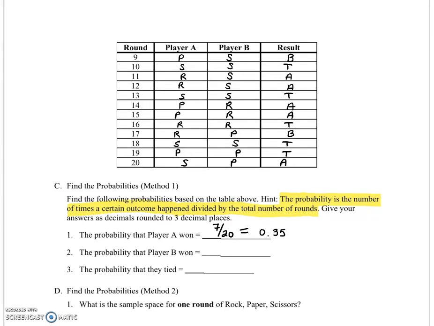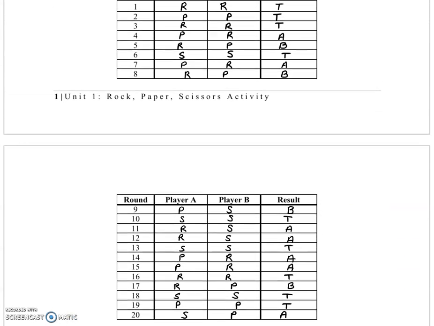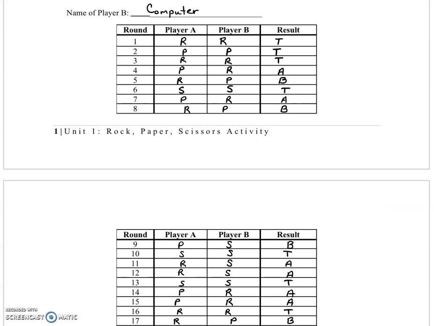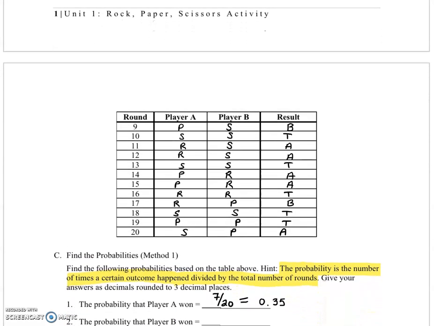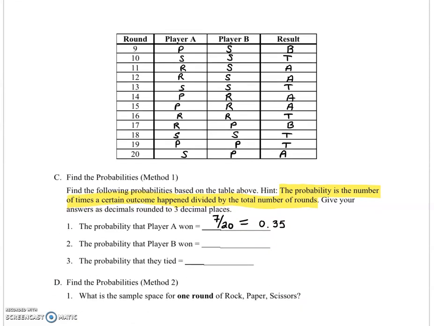Okay, what about the probability player B won? Well, let's go see how many times player B won in my little game here. 1, 2, 3, 4. Looks like player B won 4 times out of 20, which is 0.2 when we round to 3 decimal places.